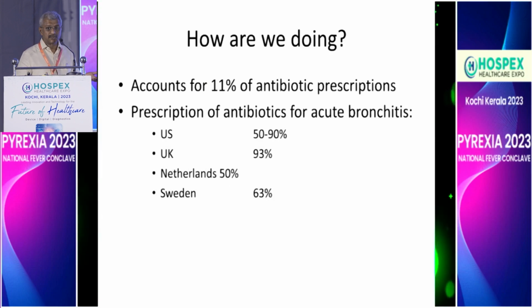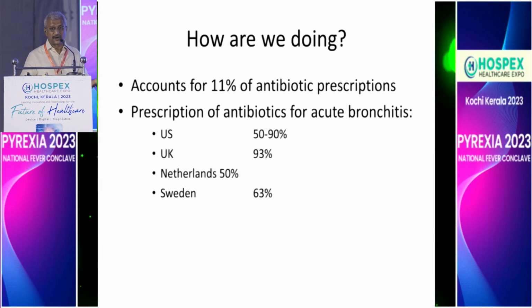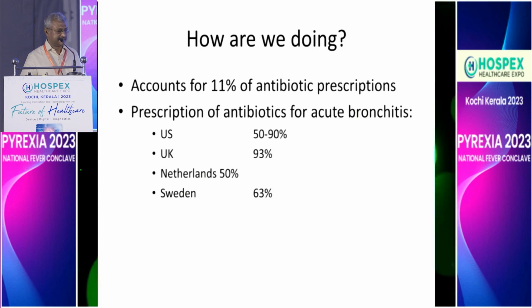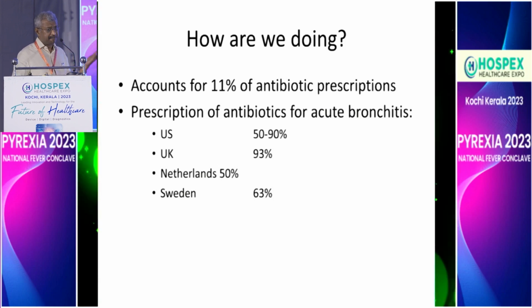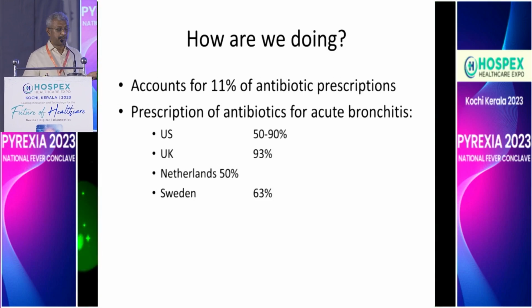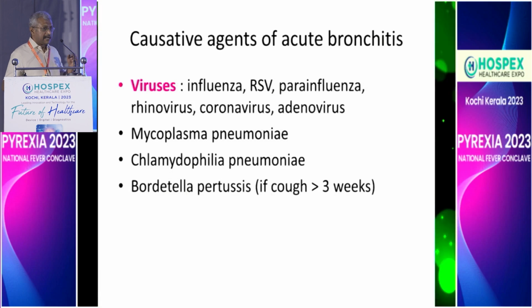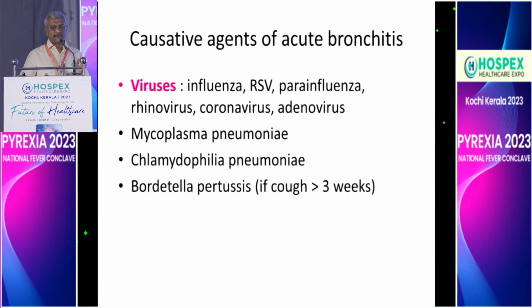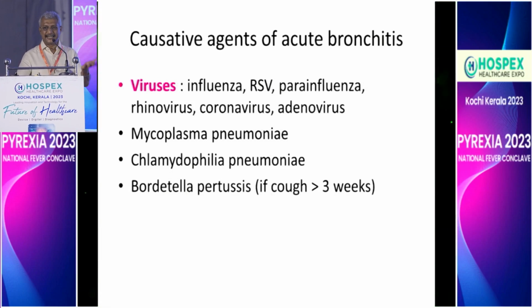If you look at how we are actually doing, 11% of total antibiotic prescriptions go for acute bronchitis. And not only in India, everywhere: in the UK, US, Netherlands, antibiotics are being prescribed for acute bronchitis. But if you look into the causes of bronchitis, that's how we decide what is the right antibiotic.